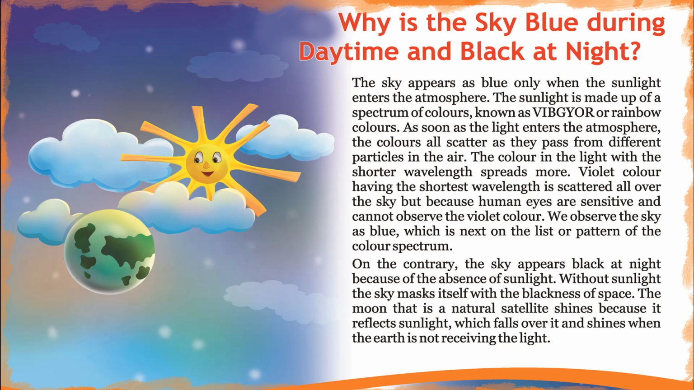Violet color, having the shortest wavelength, is scattered all over the sky. But because human eyes are not very sensitive to violet, we observe the sky as blue, which is next on the list or pattern of the color spectrum. On the contrary, the sky appears black at night because of the absence of sunlight. Without sunlight, the sky takes on the blackness of space. The moon, which is a natural satellite, shines because it reflects sunlight that falls over it, and shines when the earth is not receiving the light.